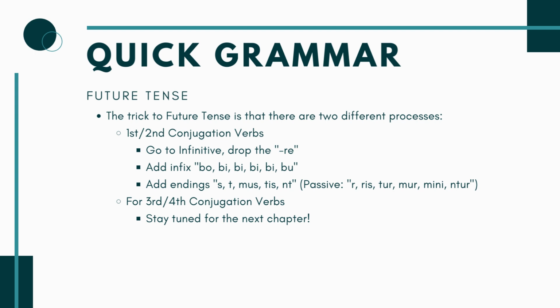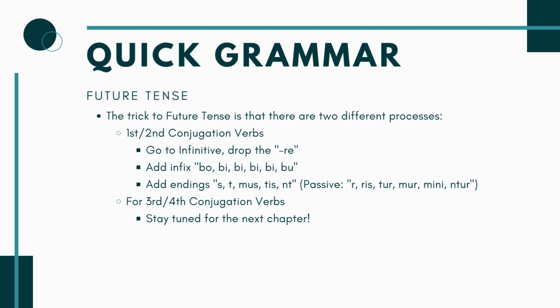But with future, instead of adding a ba, which is what we did for imperfect, we're adding what's sometimes called the baby talk endings, bo, bi, bi, bu. You add these into the middle of your word. They're an infix. And then you put on your endings of s, t, mus, tis, nt. So the only difference here is that you're not using the m ending, right? So bo has an o on the end of it. So you just leave it alone as that. But for the rest of them, the bi's in the middle, you add s, t, mus, tis, and the bu at the end, you put an nt.